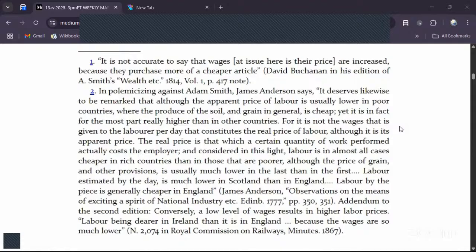Labor estimated by the day is much lower in Scotland than in England. Labor by the piece is generally cheaper in England.